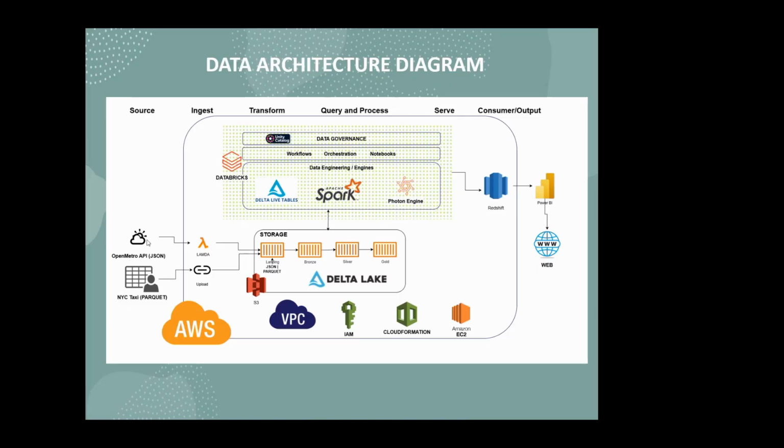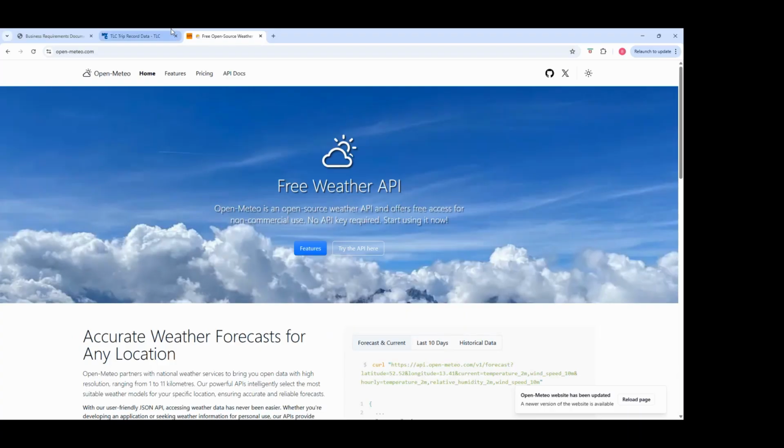Okay, now there are two sources. We have the Open-Meteo API that stores the weather data, and then we have the New York City TXT that stores the trip data. All right, now one is in JSON and one is in parquet file. I'll quickly show you what the source really looks like. So let me quickly share that.